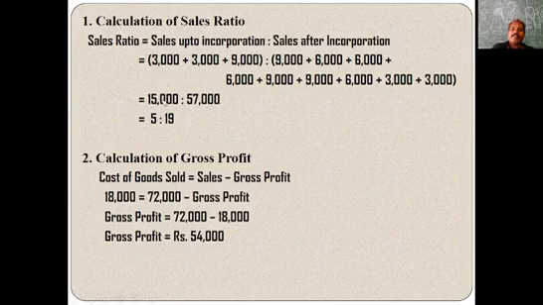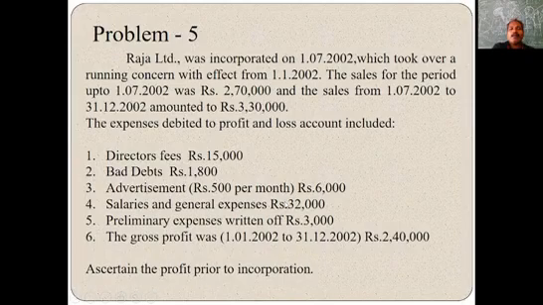So we first cut 3 zeros in the respective months. Then 15 and 57 are divisible by 3. Then we will get 5 is to 19. That's the answer for problem number 4.